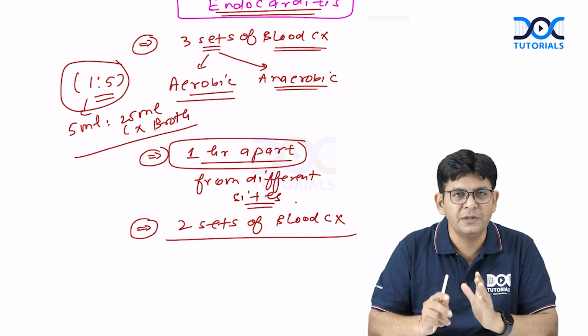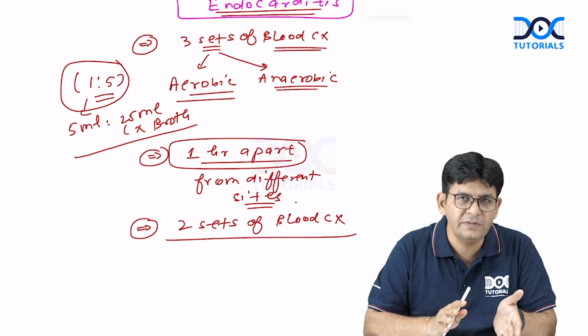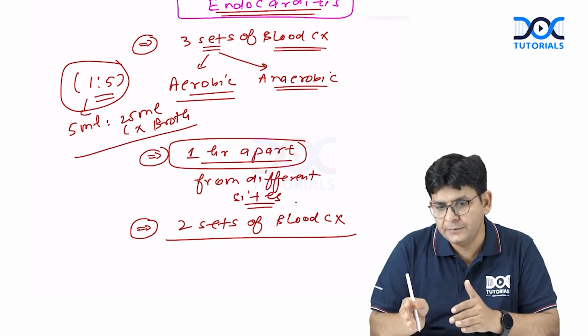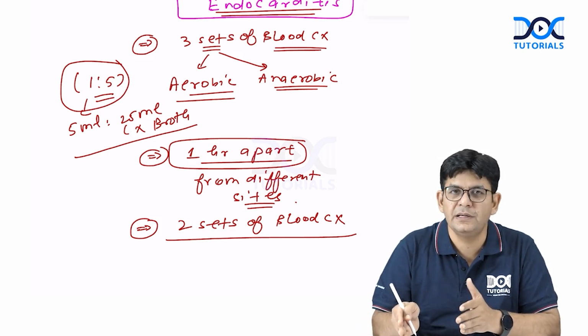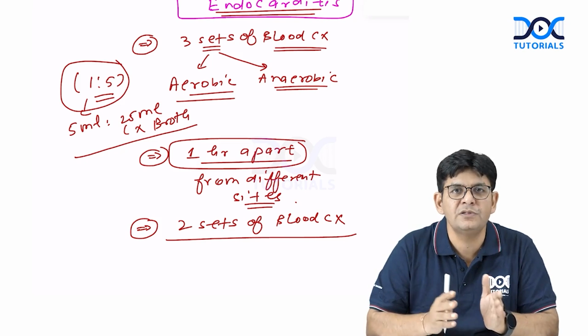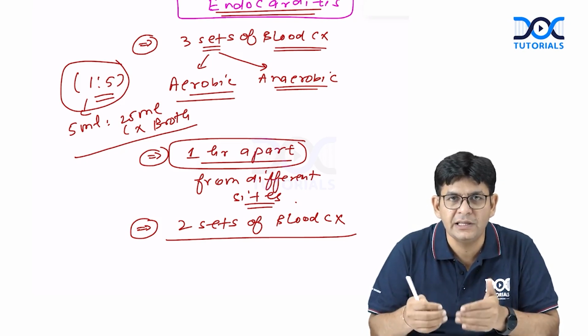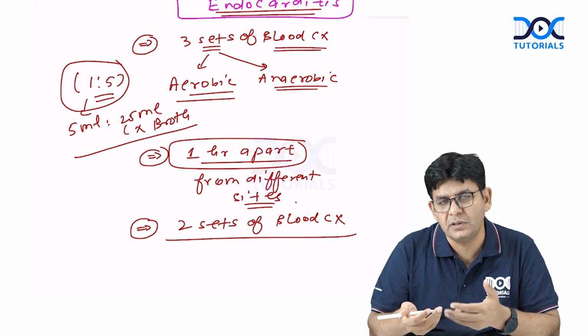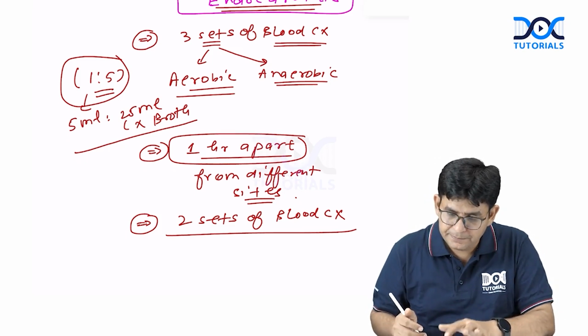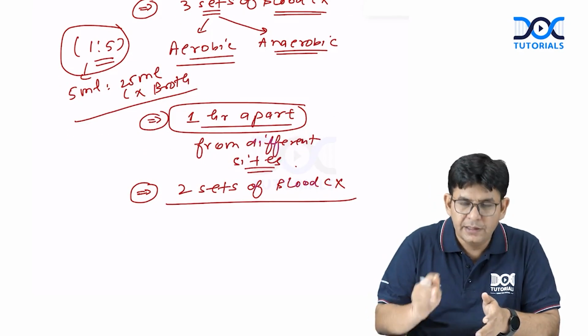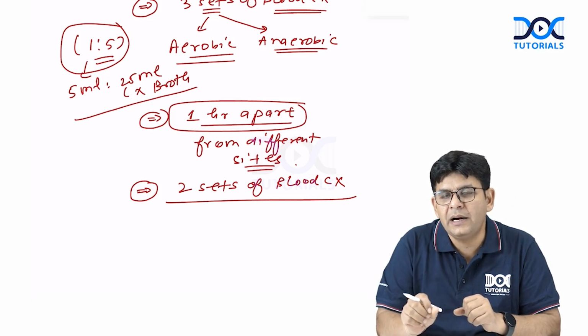So guys, you must be remembering now that the criteria is the modified Duke's, major and minor, along with 3 sets of blood culture. And what is the ratio? 1:5. If it is 5 ml, then 25 ml of culture broth, preferably BHI, or it can be something else like glucose broth. Is it fine, guys? This is the way you have to answer regarding endocarditis.